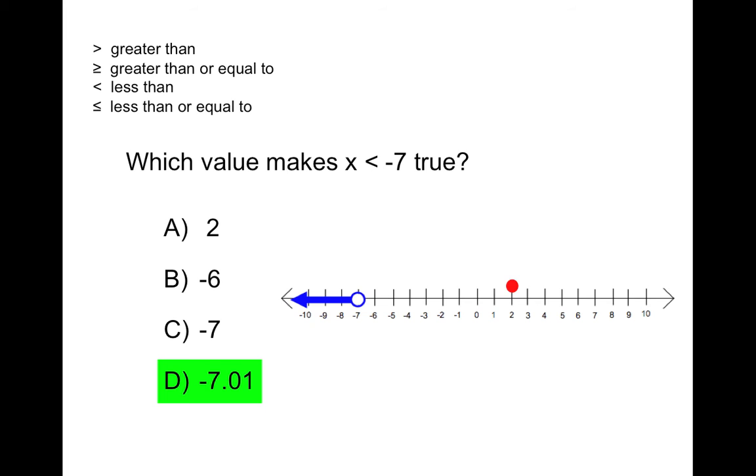+2 is way over here. -6 is still to the right. -7 doesn't make it true because we only want values that are smaller than -7. So the only value in our solution set is -7.01.